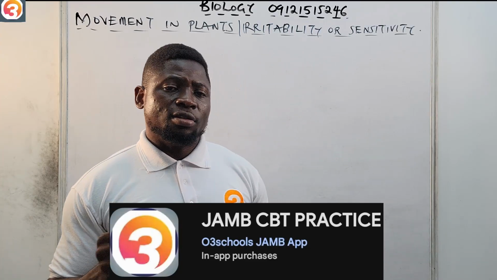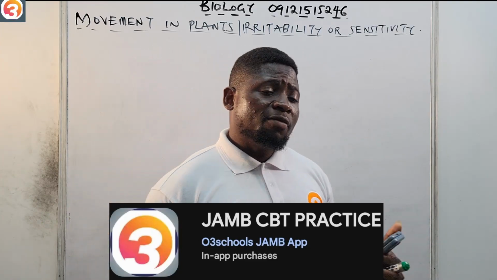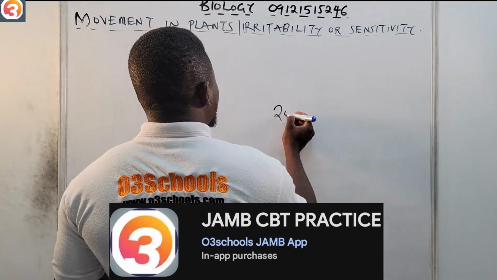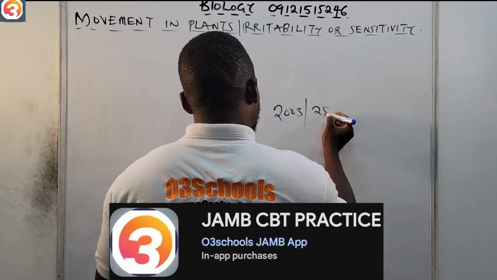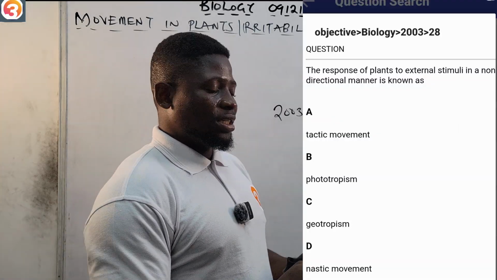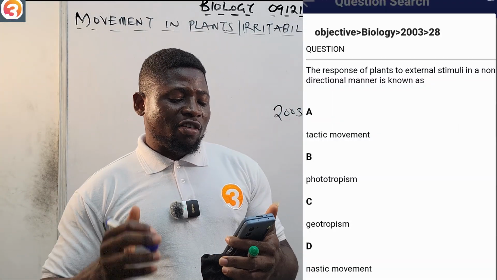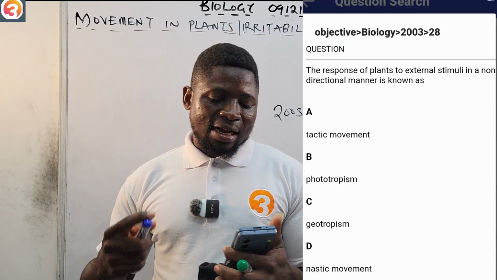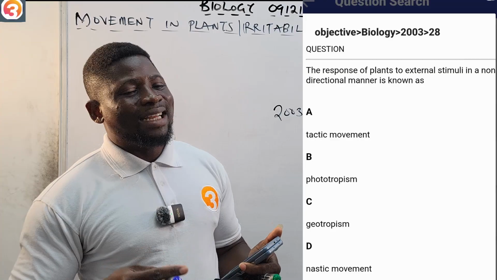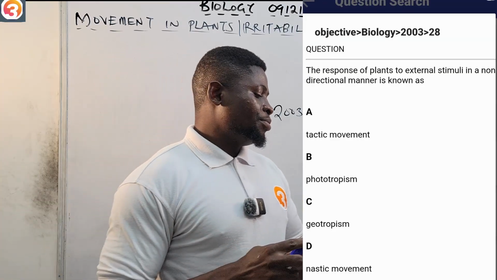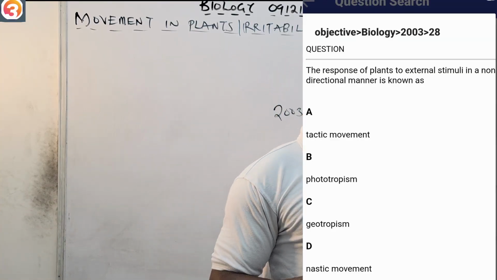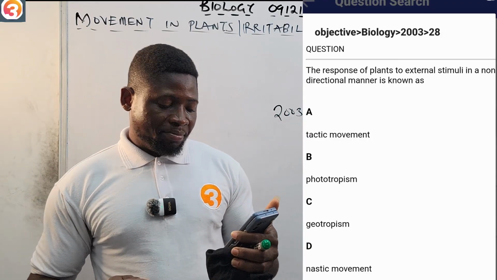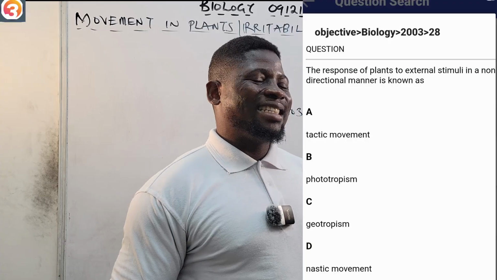Let us see a question as relates to movement in plants. From the app, this is a 2003 JAMB past question, question number 28. It is being displayed on your screen right now. It says that the response of plants to external stimuli in a non-directional manner is known as non-directional. That is the keyword there. A says tactic movement. B says phototropism. C says geotropism. And D says nastic movement.